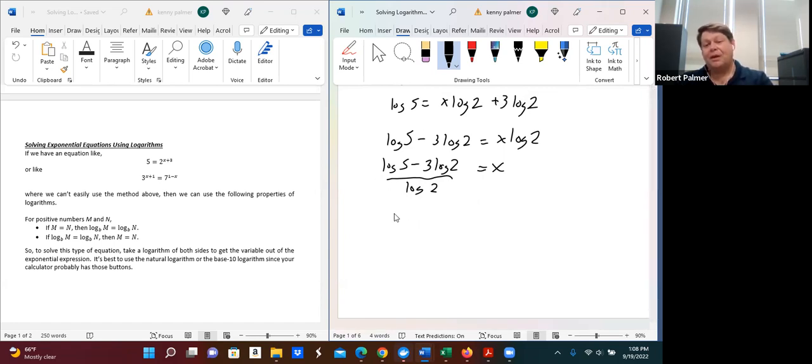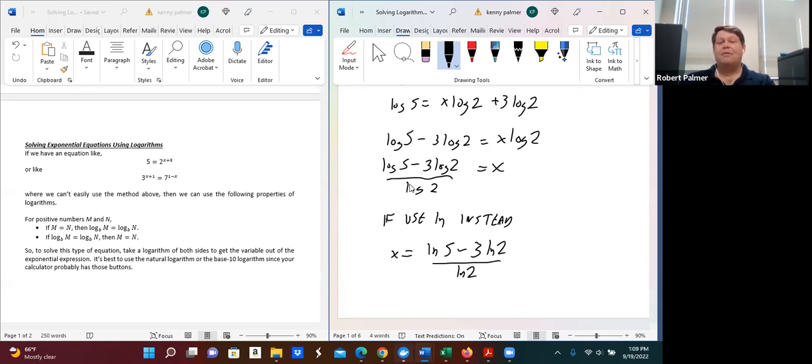Also, you can try this on your own and verify if you use the natural log instead. The solution has the same form, just with natural logs. So it would be ln of 5 minus 3 times ln of 2, over ln of 2. Even though the individual logs are not identical, this whole fraction is equal to this whole thing. So we can use any base log we want, and we'll get the same result.